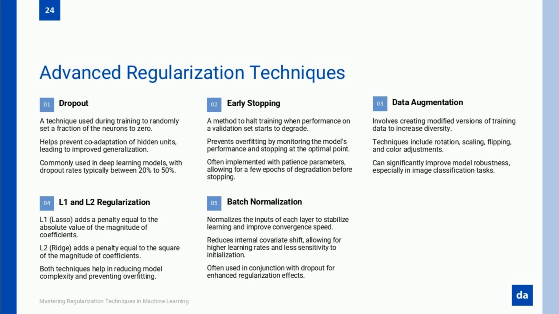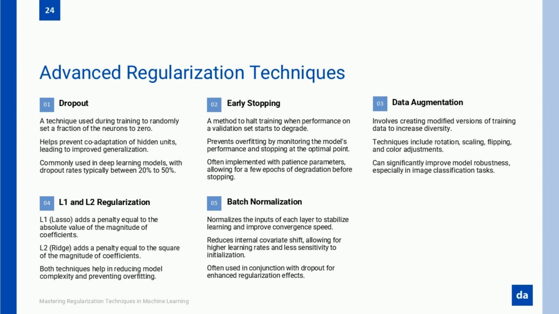L1 regularization encourages sparsity by shrinking some coefficients to exactly zero, effectively performing feature selection. L2 regularization stabilizes the model by penalizing large coefficients, ensuring that no single feature dominates the predictions. Why they help? Both techniques are highly effective for reducing model complexity and preventing overfitting, especially in high-dimensional datasets.